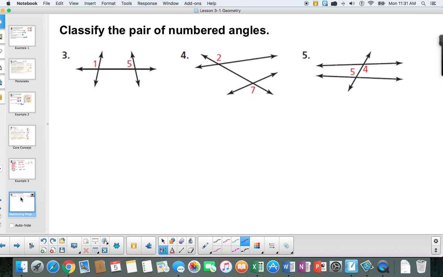Okay, classify the number pair. I see one exterior and one interior. They're on the same side of the transversal T, so I'm going to call them corresponding angles. I see that these are exterior angles, both of them. They're on opposite sides of the transversal, so I'm going to call them alternate exterior angles. Okay, here I see they're interior angles, and I notice they're on opposite sides of the transversal, so I'm going to call them alternate interior angles.